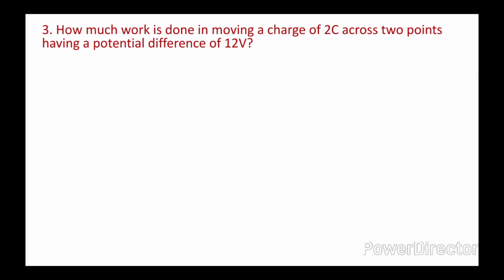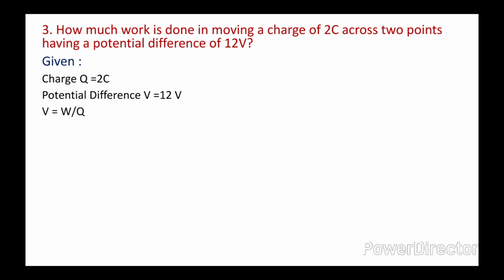Next question. How much work is done in moving a charge of 2 coulomb across 2 points having a potential difference of 12 volt? Here you have to find out work done. So the data given here is charge Q equals 2 coulomb and the potential difference V equals 12 volt. Work done you have to calculate. So you know the formula for potential difference, that is V equals W by Q. So W is nothing but work done. So W equals V into Q. Substituting the values for potential difference and charge, that is 12 into 2, you will get 24 joules.